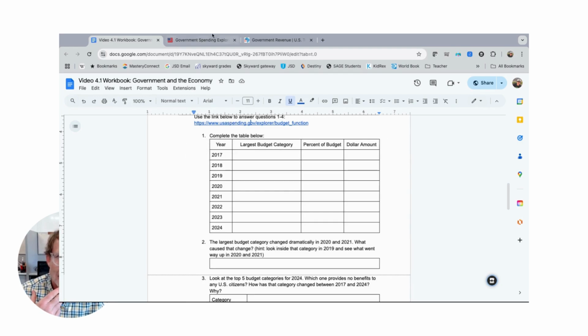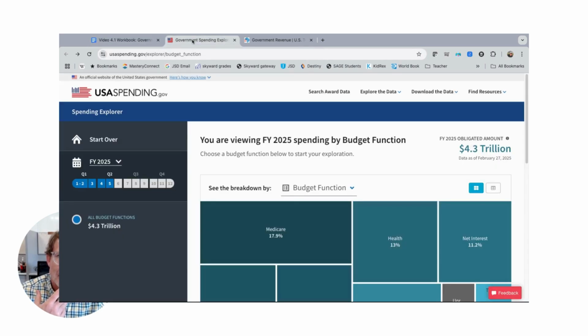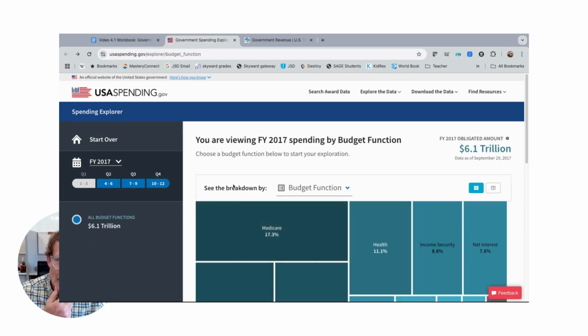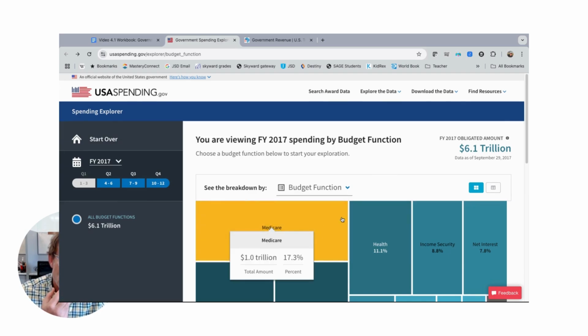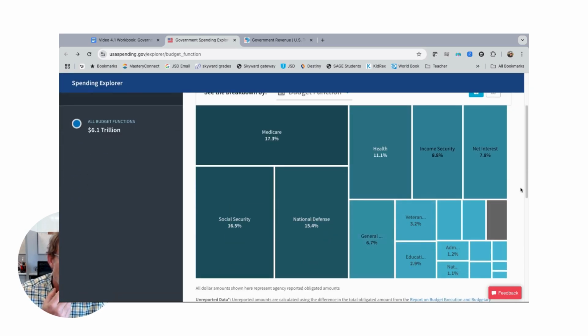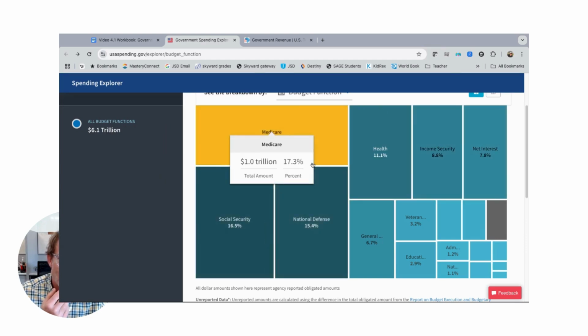So if you click on this link, it takes you here. And this table is asking in 2017, what was the largest budget category? What percent of the budget was that category, and what was the dollar amount budgeted in that category? So the site defaults to 2025, and the question is asking for 2017. So we'll go to 2017. Sometimes it can take a minute for it to load. And then the largest one is pretty easy to recognize. It's just the largest rectangle. And so in 2017, that was Medicare.